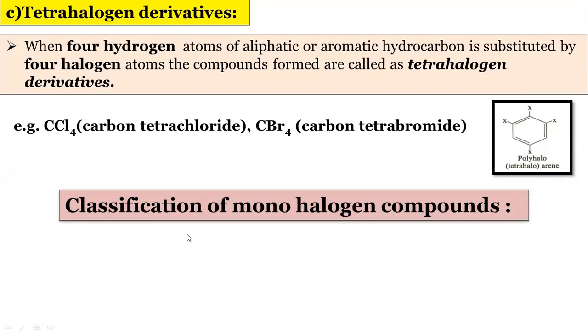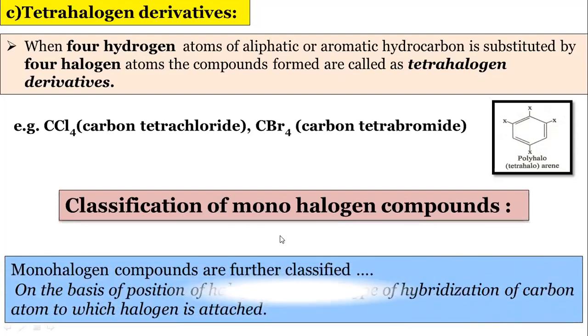Then classification. Halogen derivatives are also classified. Here we are focusing on the monohalogen derivatives, meaning only one hydrogen is replaced with one halogen. These are also called monohalogen compounds. Please mute your mics. Monohalogen compounds are further classified. In this chapter, we will discuss only these monohalogen derivatives. These monohalogen compounds are further classified on the basis of the position of the halogen atom.